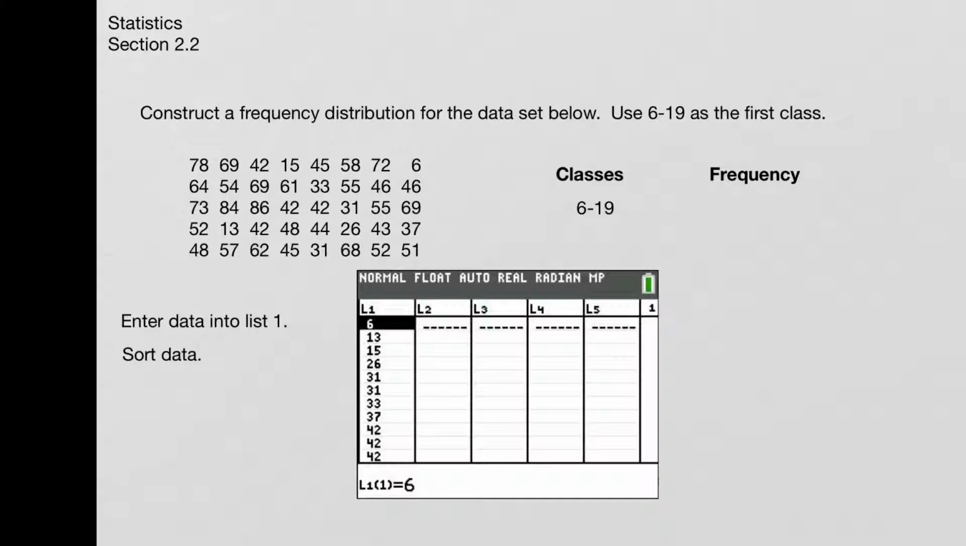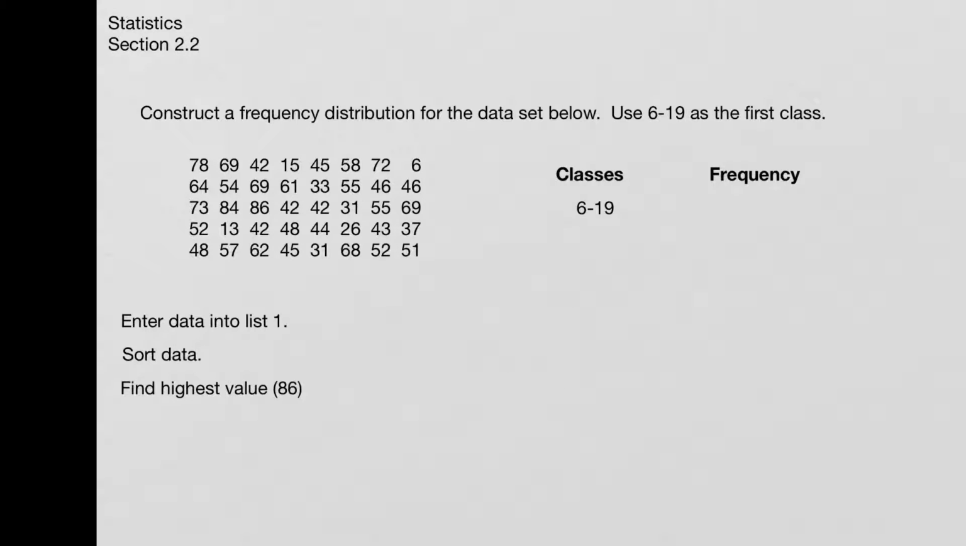Now that I have my data entered, I'm going to scroll all the way down to the end of the list just to see what the very highest number value in the list is. You can scan through the list, but sometimes it's easy to miss a number when they're not sorted. So this way we know that we have the correct number. And in this case, that's 86. Once I know the highest data value, that tells me how far I need to go with the classes. So at this point I'm going to add the rest of my classes, and then I'll figure out what my frequencies are.